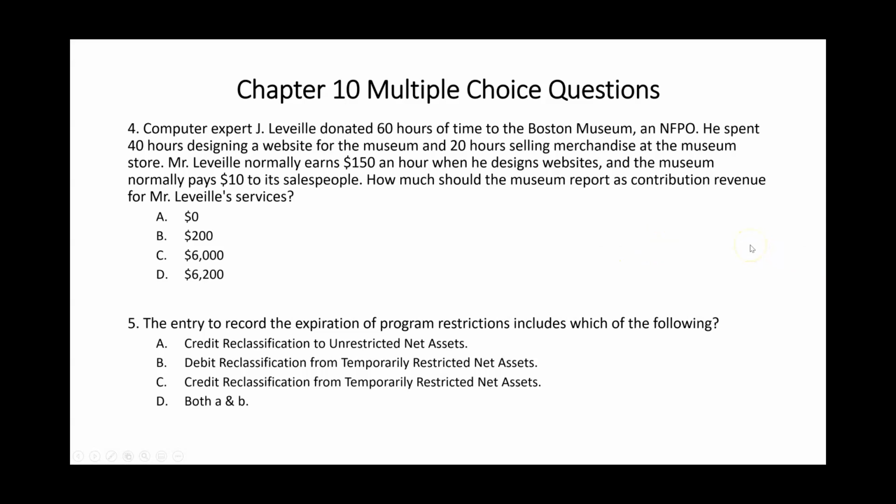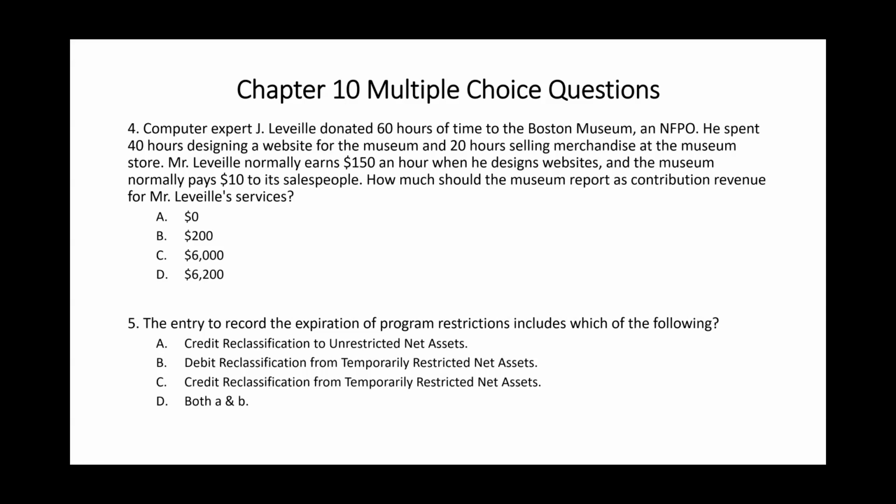So number 4, say we got a computer expert. He donated 60 hours of time to the museum. He spent 40 hours designing a website, so 40 hours doing what he's a professional at, and 20 hours selling merchandise at the museum store. So something that literally anybody could go in and do, right? So he normally earns $150 an hour when he designs websites. We've decided that's the FMV for that service. And the museum normally pays $10 to its salespeople. How much should the museum report as contribution revenue for Mr. LaVille's services? Well, pretty simple.